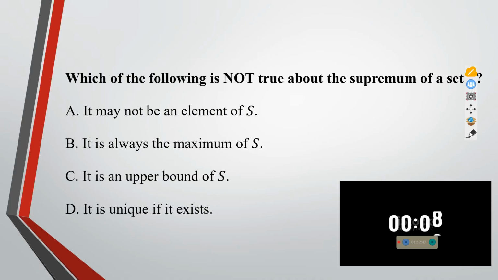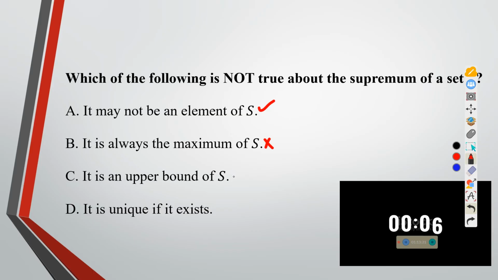So which of the following is not true about the supremum of the set? Which is not true? A, it may not be an element of S. This is true. The supremum of the set need not be in S. B, it is always the maximum. This is not necessarily true. The maximum of the set must be an element, the greatest element of that set. However, the supremum may or may not be part of the set.